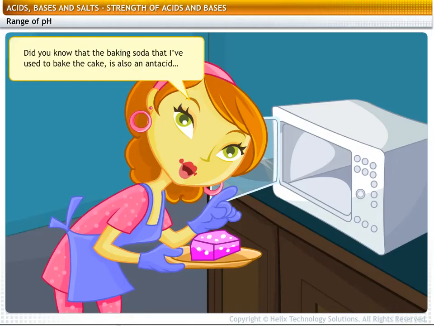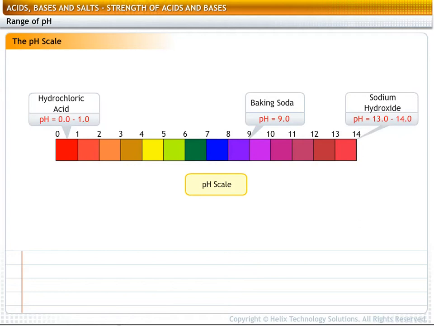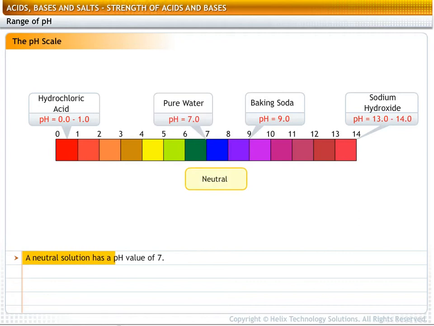Did you know that the baking soda that I've used to bake the cake is also an antacid? Baking soda has a pH value of 9. On the pH scale, a very acidic solution shows a pH value between 0 and 1, and a highly alkaline solution shows a pH value of 14. A neutral solution is indicated by a pH value of 7 on the scale.